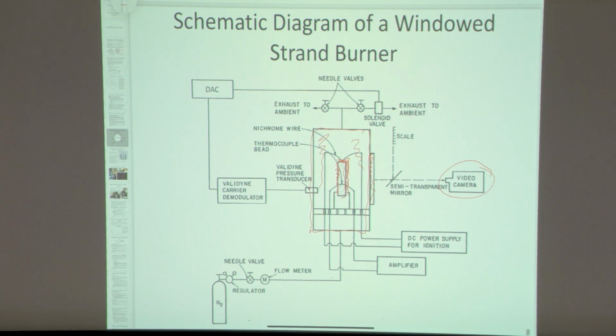Okay, so the way I do this, if I wanted to get measurements at a certain pressure, I'd fill this chamber up to, say, if I wanted to know its burning rate at 1,000 psi, I'd fill this chamber with 1,000 psi of argon, then I would ignite it.